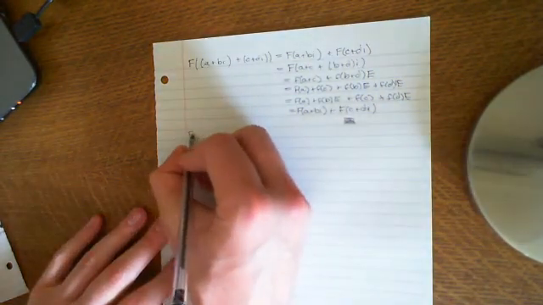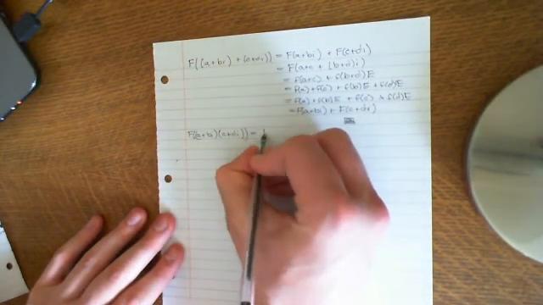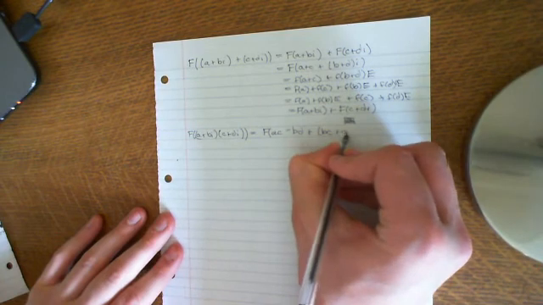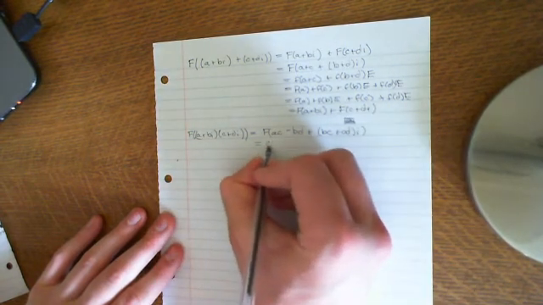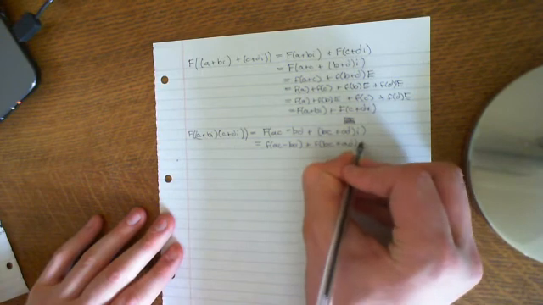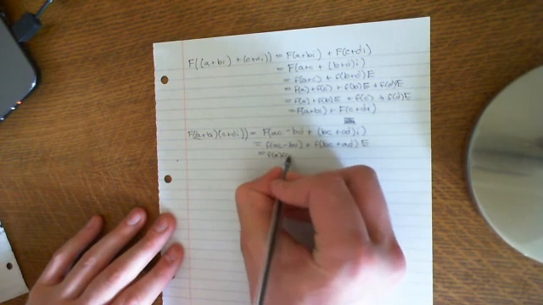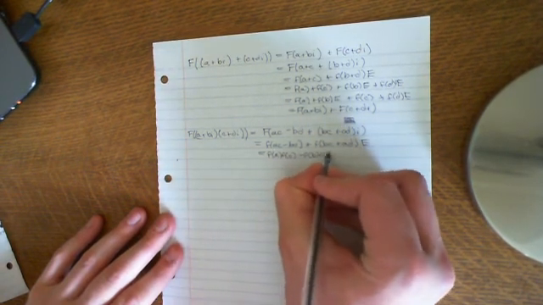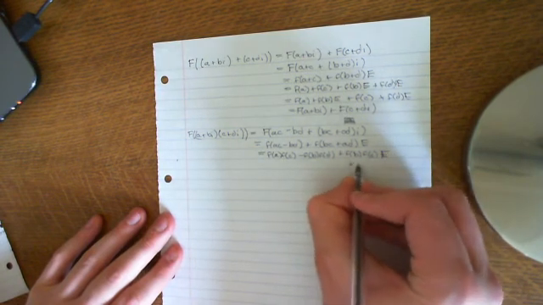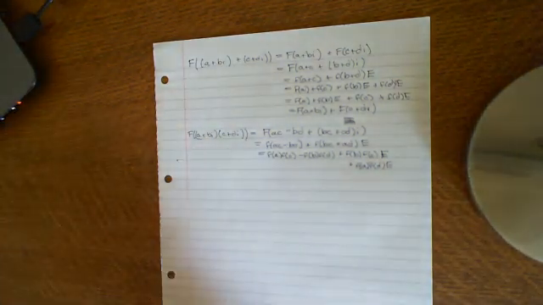Now I need to show you the slightly less trivial one: a plus bi times c plus di is equal to, I can multiply this out, ac minus bd plus bc plus ad i, and that goes to little f of ac minus bd plus little f of bc plus ad times e, which is equal to, because little f is a ring homomorphism, I can write this as f of a, f of c minus f of b, f of d plus little f of b, little f of c times e plus little f of a, little f of d, e.